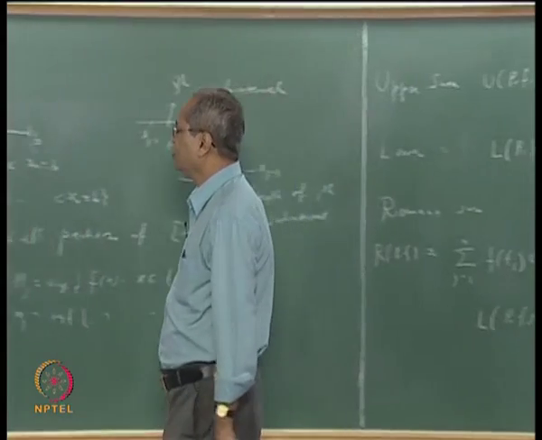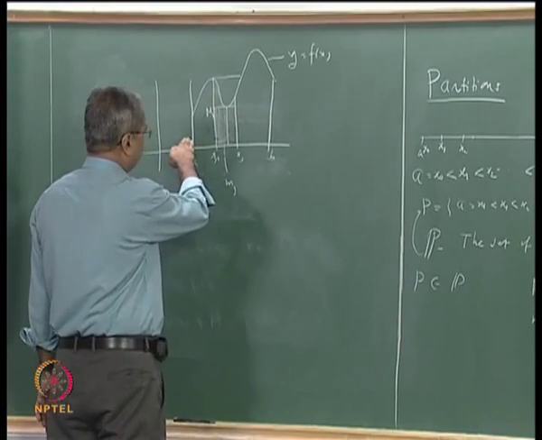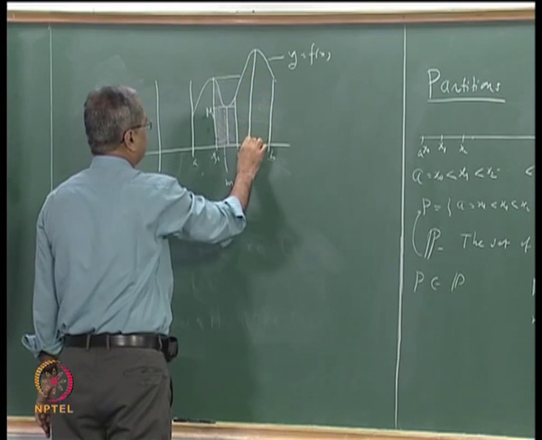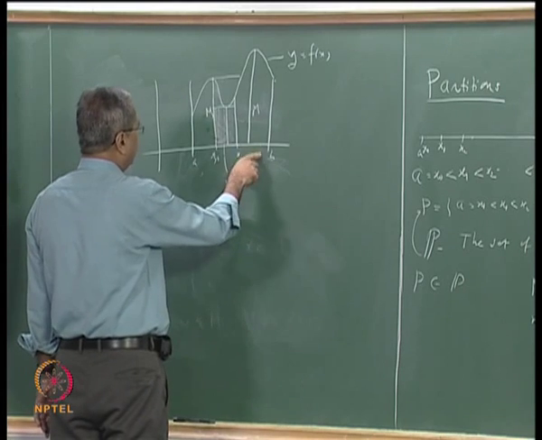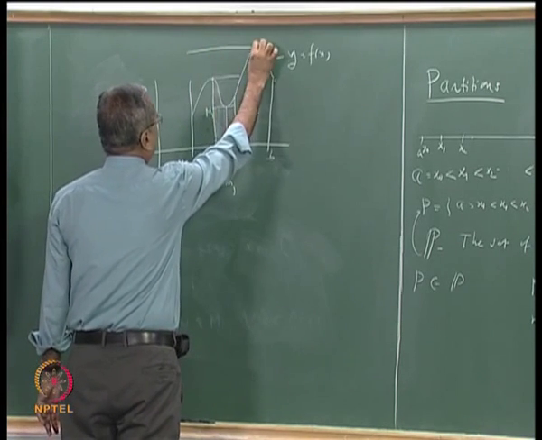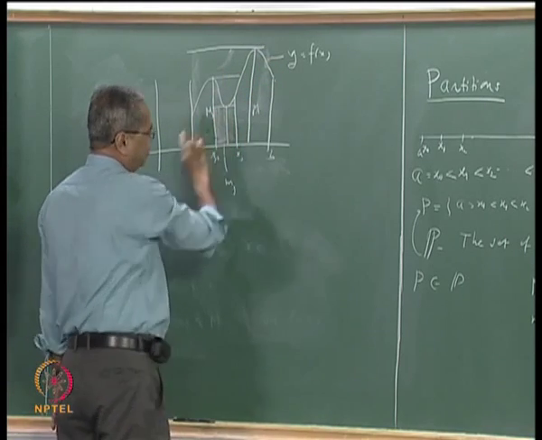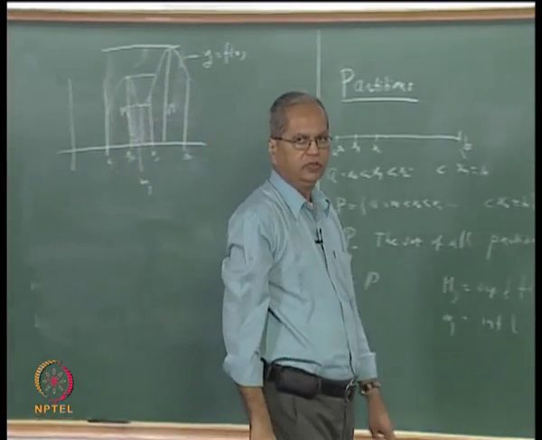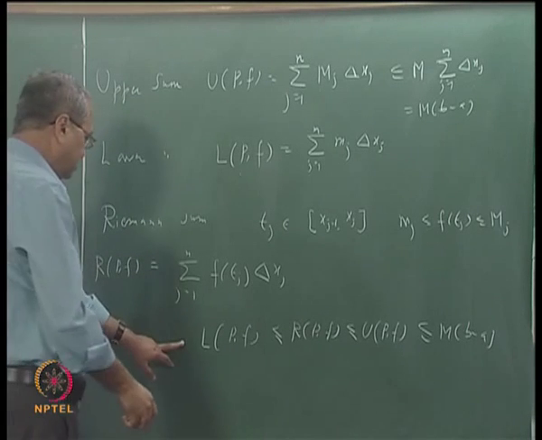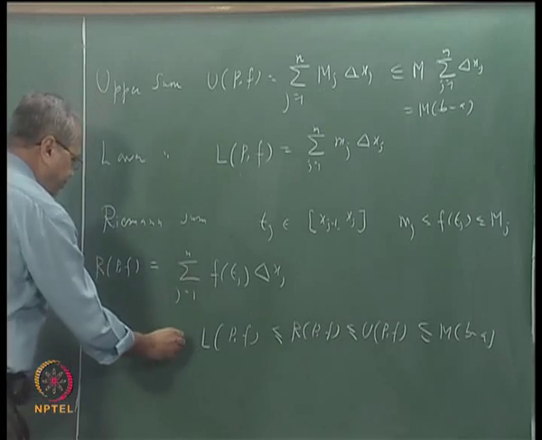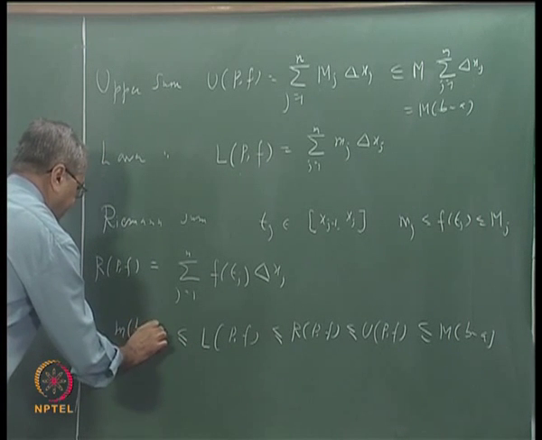Or coming back to this picture, big M is the maximum over this, or supremum over this whole, for example in this case something like this big M, okay. And so big M into b minus a is nothing but the area of this rectangle, okay. So all the upper sums will be less than or equal to the area of this rectangle, and similarly one can say that the lower sum L(P,f) will be bigger than or equal to small m into b minus a.